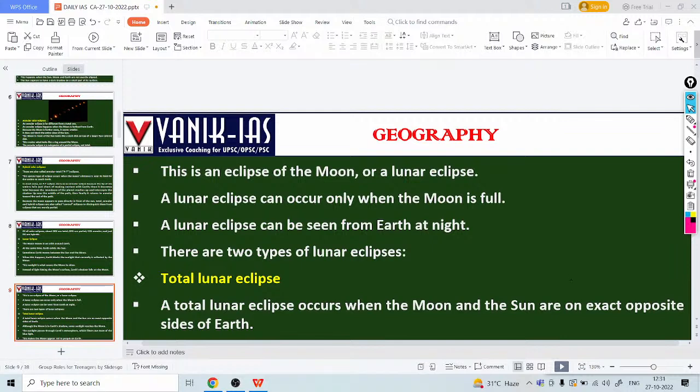Lunar eclipse can occur only on the full moon day, which is called Purnima. A lunar eclipse can be seen from Earth at night. There are two types of lunar eclipse, and the solar eclipse occurs on the new moon day, Amavas, as it is called. One is Purnima, other is Amavas.